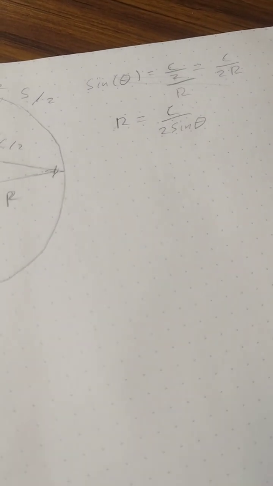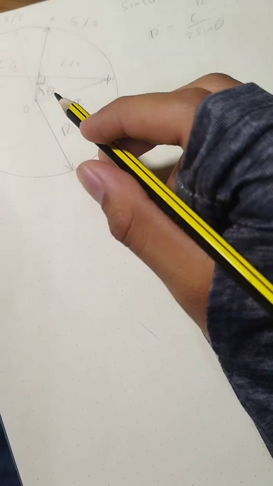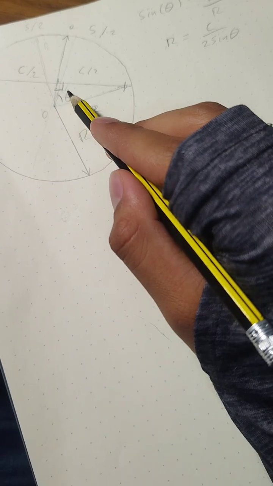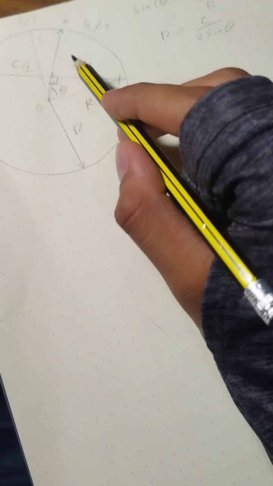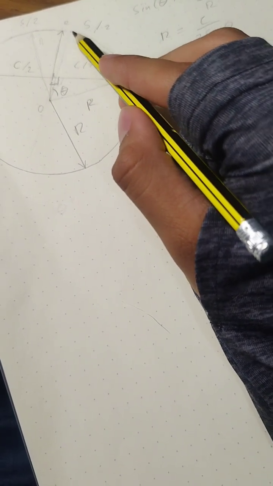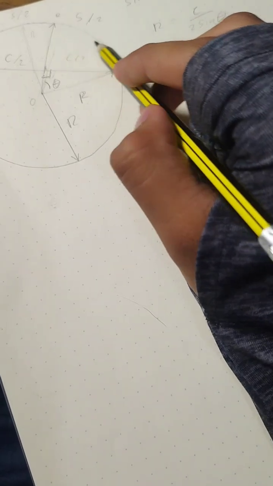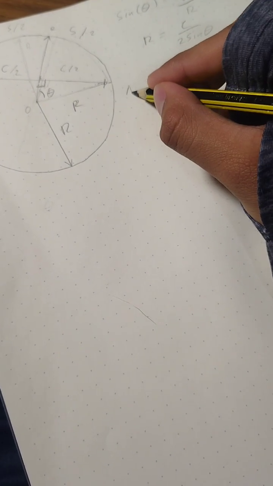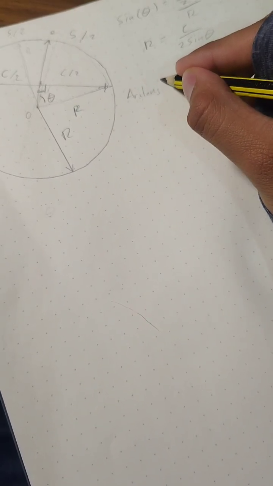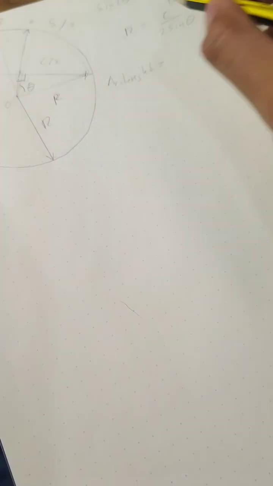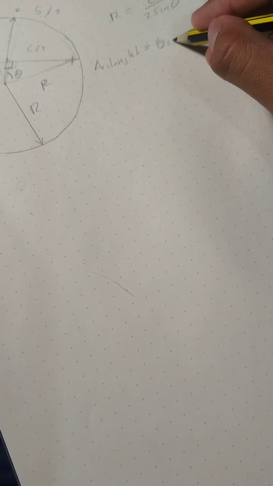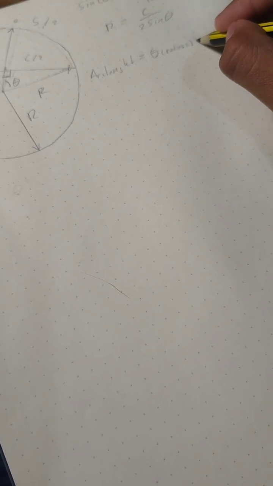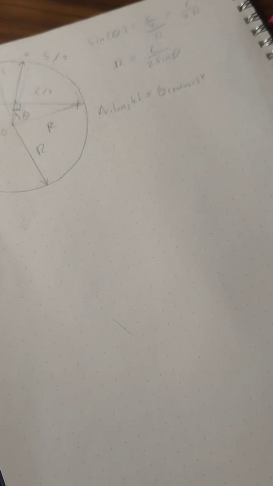Let's see what else we can do. Wait a minute, I see something here. I remember that if I have an angle theta and I want to calculate the length of the arc, I can just use this formula: the arc length is equal to theta in radians times r.